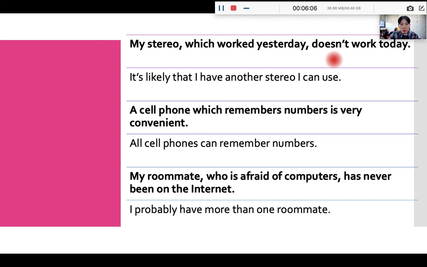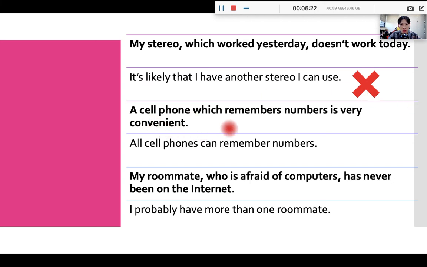Without it, we can still know which stereo you are talking about. So is this true? It's likely that I have another stereo I can use. This is of course wrong. You just have one. Otherwise, we don't know which one you're talking about.